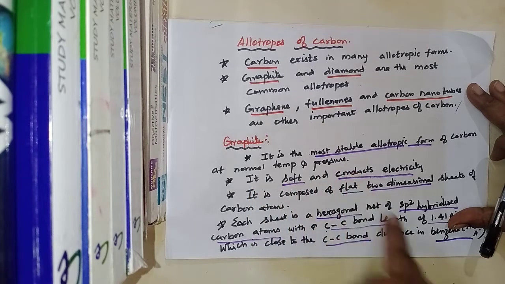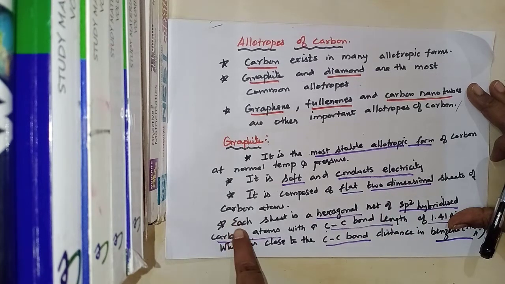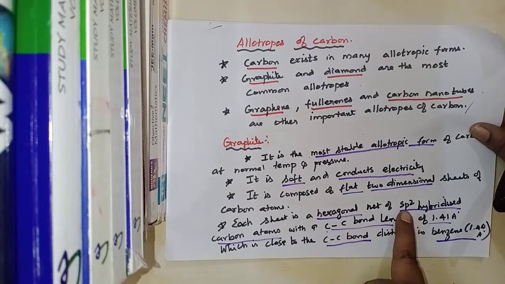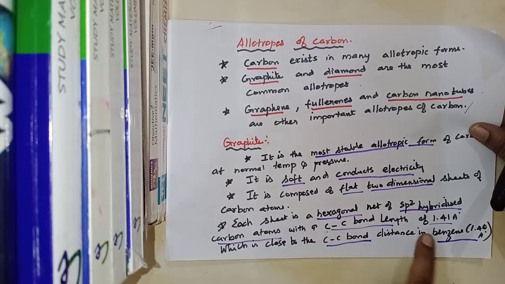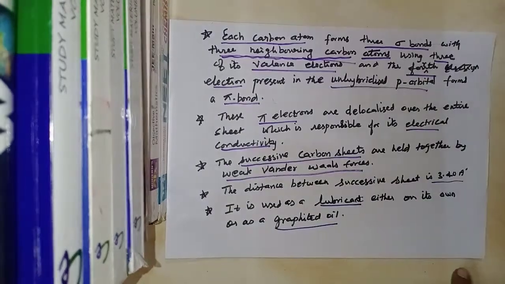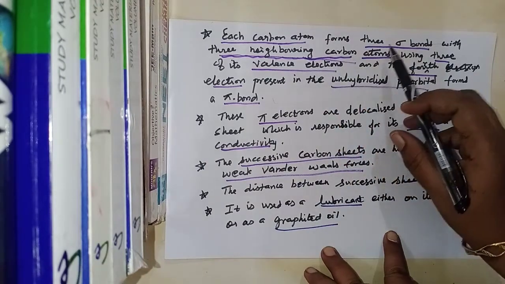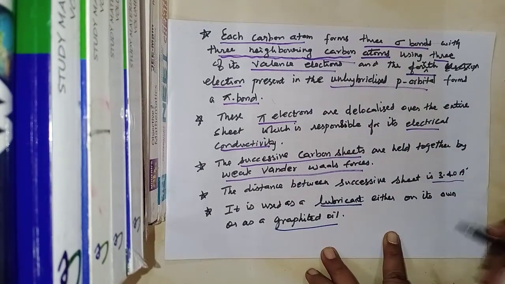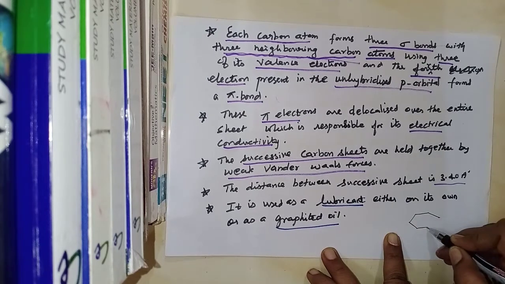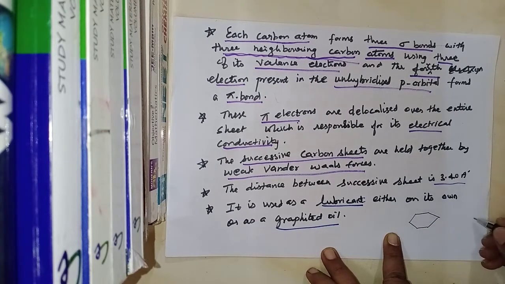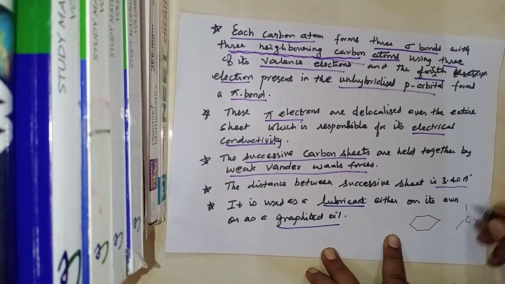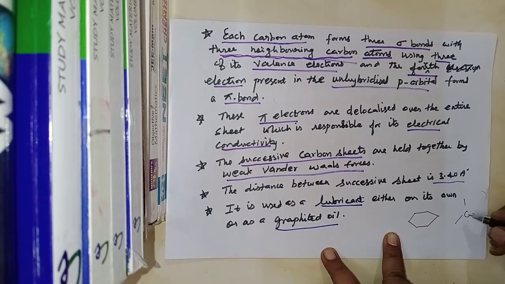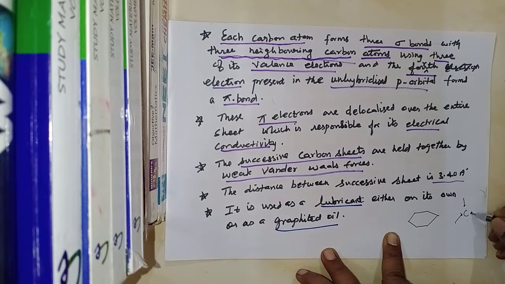Each sheet is a hexagonal net of sp2 hybridized carbon atoms with C-C bond length 1.41 angstroms, whereas in benzene the C-C bond is 1.40 angstroms. Each carbon atom forms 3 sigma bonds. The valence of carbon is 4, so 1, 2, 3 bonds are used and the remaining 1 electron is a free electron.